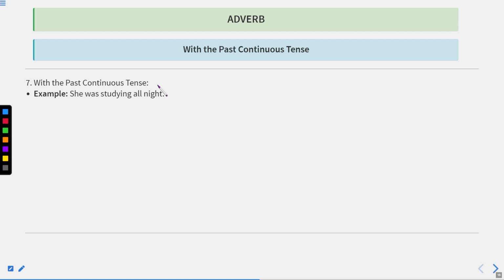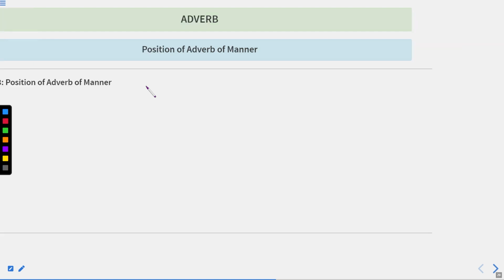Okay, now let us move to the next one. Position of adverb of manner. Now we'll discuss the position of adverb of manner. First of all, what is adverb of manner? When we do any action, how do we do it? That is adverb of manner. It replies to the question how.